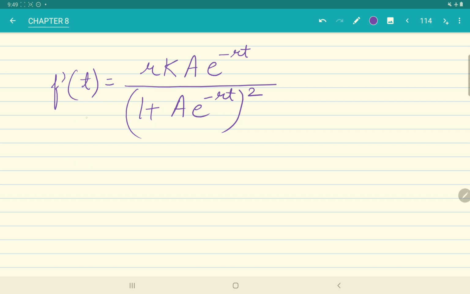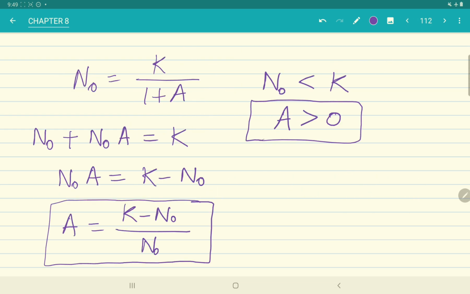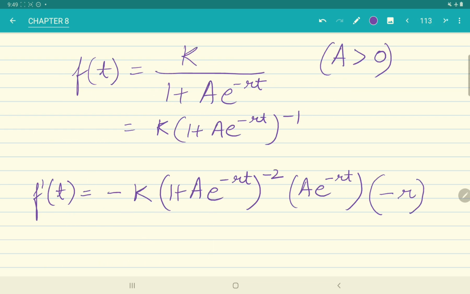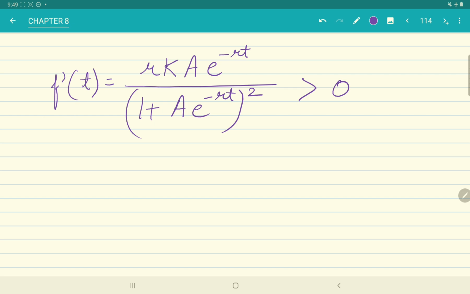And I can see from this that this is greater than 0. I know r is greater than 0. I know k is greater than 0. I know that e raised to the power minus rt is greater than 0. Whatever is there in the denominator, I know that is greater than 0. I have just now established that a is greater than 0. That means f prime t is greater than 0. And if f prime t is greater than 0, this implies f of t is strictly increasing.